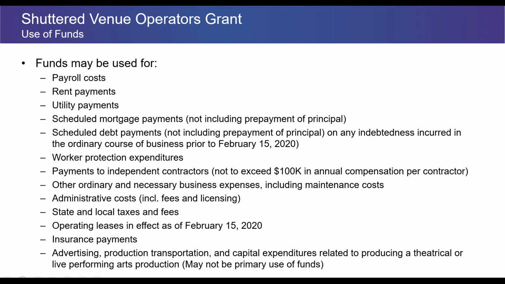So, here's a listing of what the funds may be used for, and we're not going to go through everything. The deck will be available afterwards, and you can look through it. But you see it's similar to what was available for PPP in terms of payroll, rent, utilities. There's mortgage payments, PPE, other types of ordinary necessary business expenditures, insurance payment, operating leases, whatnot.